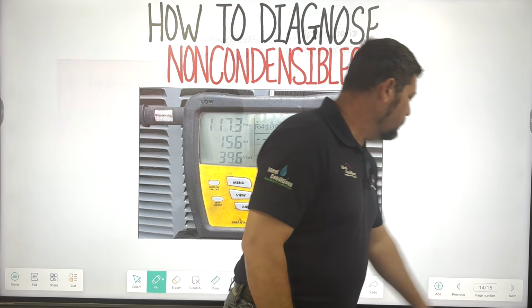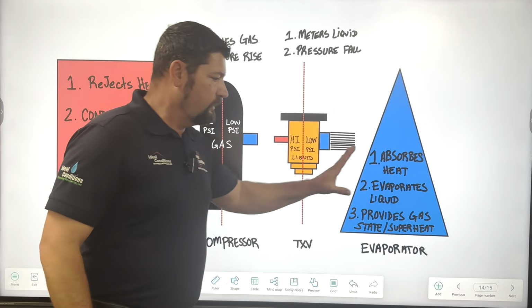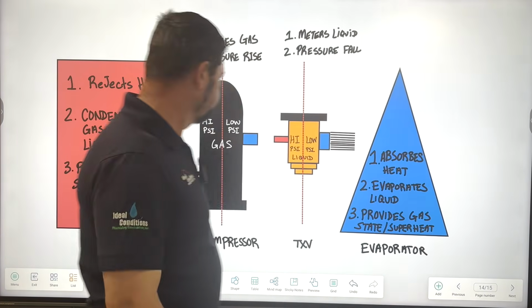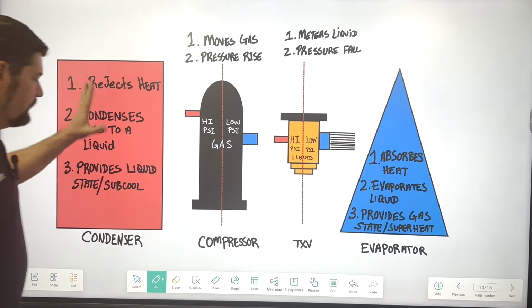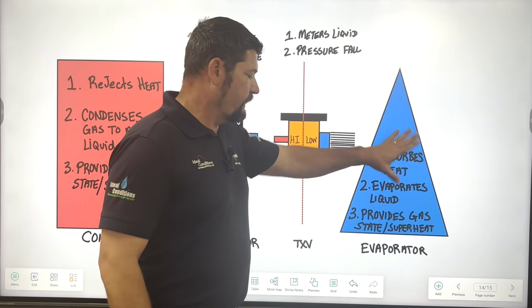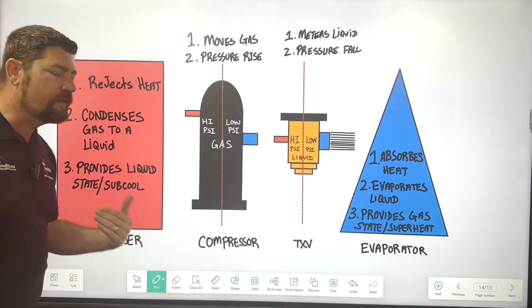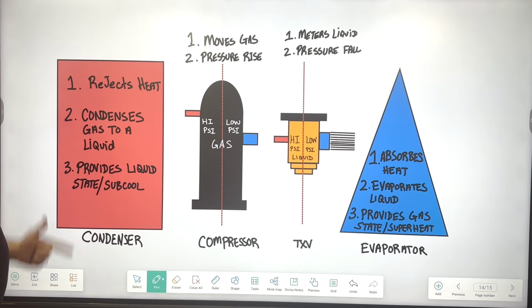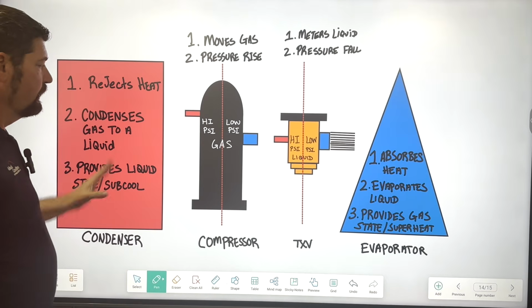Just to get on to the next page here. I understand that you're in the trade. You may know this already, but just take a second, okay? We have four key components here. We have a condenser, a compressor, an expansion valve, and an evaporator. Let's not forget what these things do. The condenser rejects heat. It condenses gas to a liquid, and it provides a liquid state, which is your subcool.